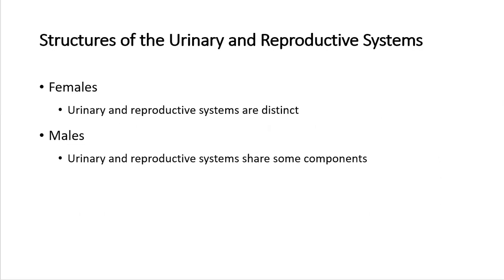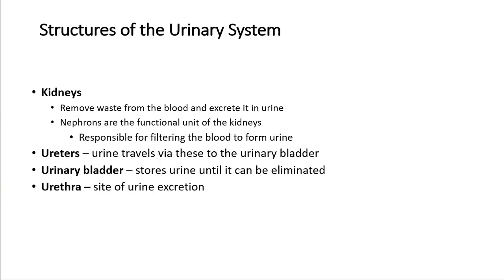For the females, the urinary and the reproductive systems are distinct. They are separated. For the males, they share some components, obviously. The kidneys remove the waste. The nephrons are the functional unit, and they filter the blood to form urine. And then the urine travels down the ureters to the urinary bladder, and then out the urethra.